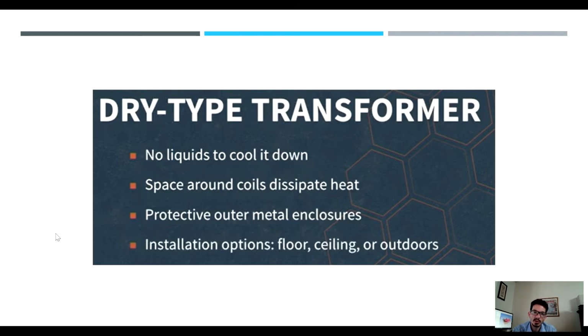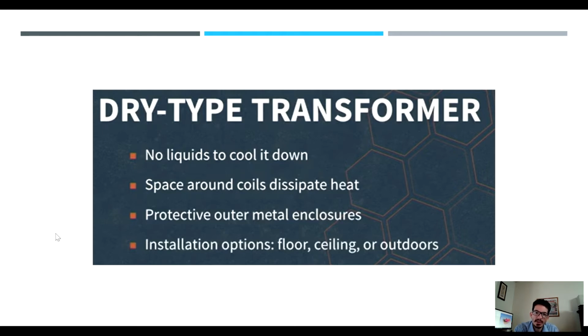The dry type transformers have no liquids to cool them down. It's just convection by air. Space around the coils dissipates heat. So the designers build a transformer such that there's space for the heat to be dissipated because, as you know, the current, the electricity, the materials that let current flow also get warm, depending on the performance, depending on the temperature of the system, depending on how long it's running, etc.